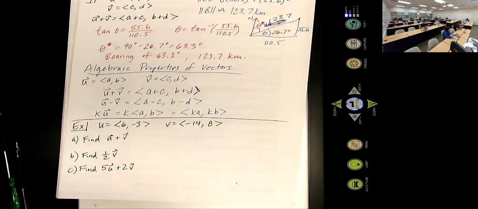Did after this or no? Yeah, we do it next. We're combining ku and then u plus v.